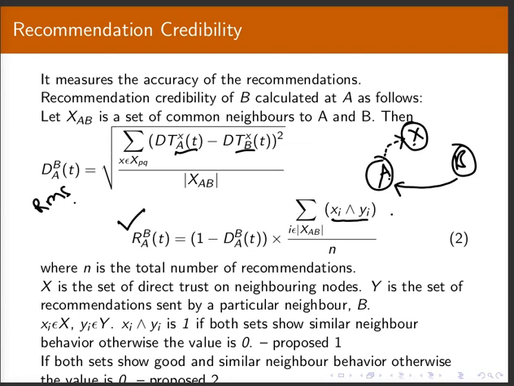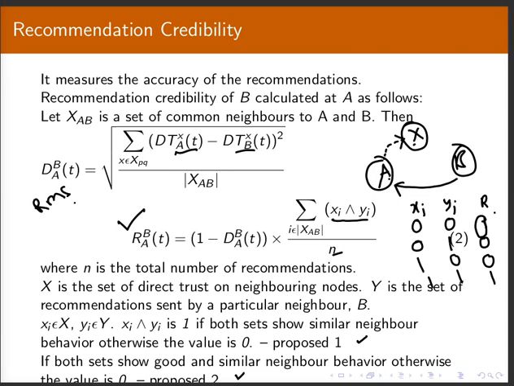Now, how xi and yi are computed: if you see the xi and yi table and the result, if both are 0, that means x says it is a malicious node and y says it is a malicious node, then the value of the result will be 1. If x says it is a malicious node but y says it is a legitimate node, then the value will be 0. If x says it is a good, legitimate node and y says it is a malicious node, then the value will be 0. If both say it is a legitimate node, then the value will be 1. Like that we compute this for xi and yi, where n is the number of recommendations in the table. So this gives the recommendation credibility. Here we have two mechanisms. One is where both sets show similar neighbor behavior, and in some cases, even though both say similar behavior, because both are malicious nodes, the result is also 0.